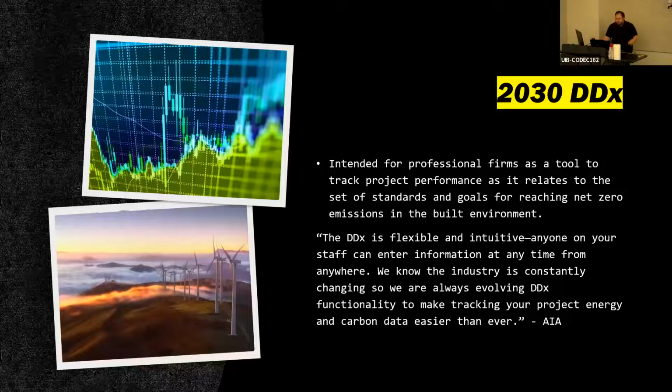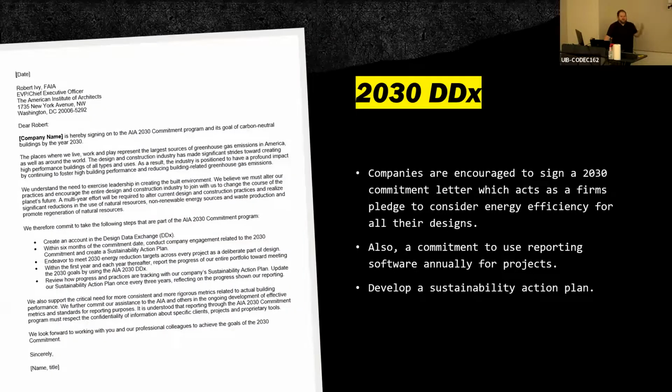And then so going over DDX, I did this slide early. In addition to DDX just being about the 2030 commitment and whatnot, they are encouraging firms who use the software to sign this letter, which basically says you will adhere to the 2030 commitment standards. You're going to try to do your best and do annual reporting and participate in the program. And I'm not entirely sure what this entails, but they also want a sustainability action plan. That's very broad and can include a lot of things. So if you're interested, look into that.